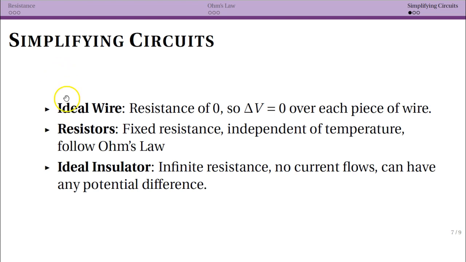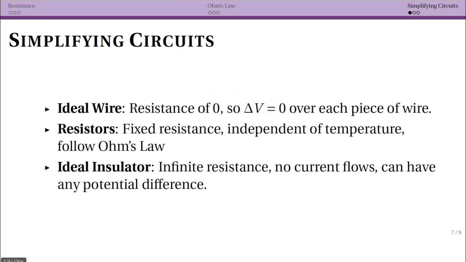First, we're usually going to talk about ideal wires. This isn't the case always, but frequently our wires are going to be ideal. That means we have a resistance of 0 if it's an ideal wire, and so over each piece of wire, we have a change of potential of 0. Why? Because current is equal to our change in potential divided by R. So the only way we can have a current through a wire with no resistance is if our potential drop is also 0.